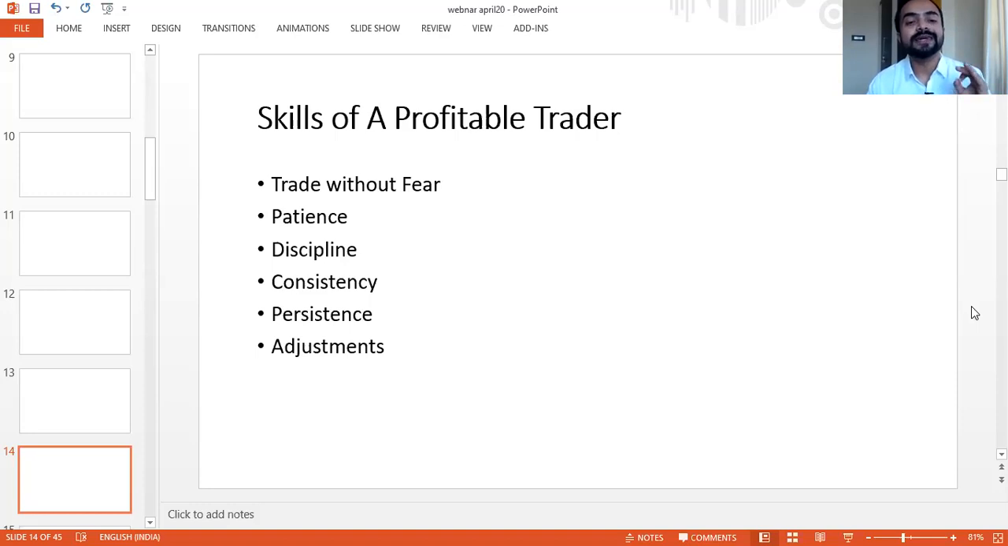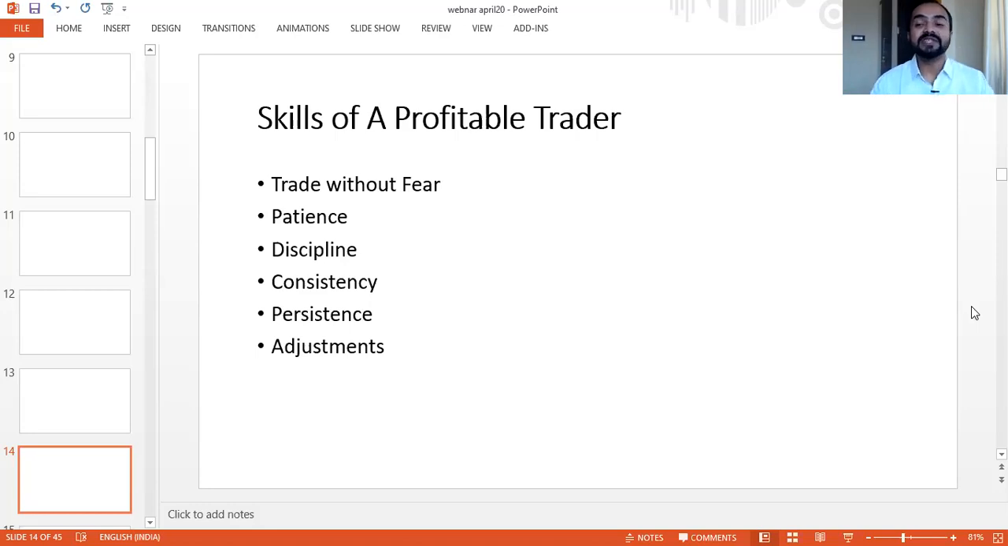Consistency. You should be consistent in your practice of trading. You should be consistent in your learnings. You should be consistent in improving yourselves. Persistence. You should persist through tough times, because there will come times when you put in your efforts, you invest money, but still you don't make profit. You don't understand what is going on. But in such tough times, you should persist, because if you quit there, you will not become a profitable trader. But if you persist in tough times, then you will definitely become a profitable trader.